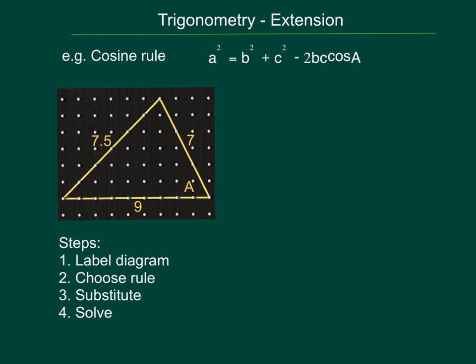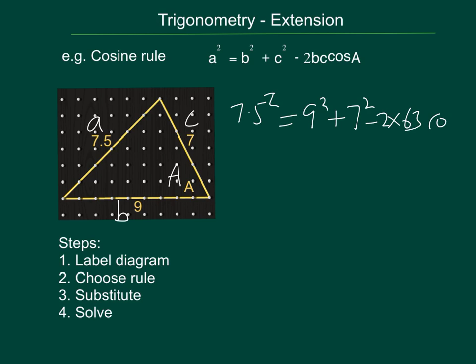So this example is a little bit different, so I'll label my diagram. There's an A here, a lowercase a here. This one can be b, and this one can be c. So if I substitute in, I'm going to get 7.5 squared for a squared, 9 squared for b squared, plus 7 squared for c squared, minus 2 times b times c, which is 63, cos A. Now, because A is the unknown, I need to rearrange the equation to make cos A the subject.